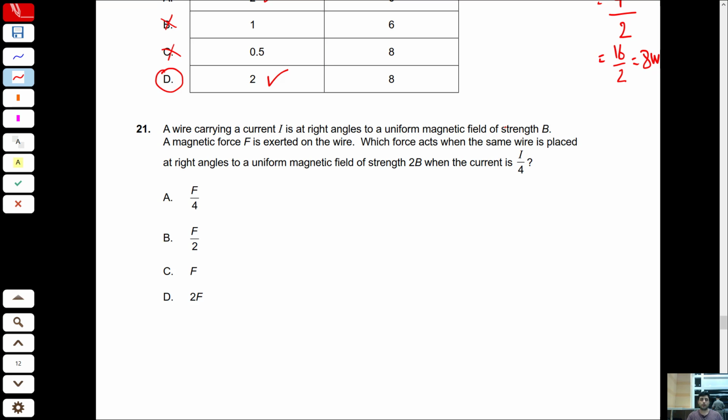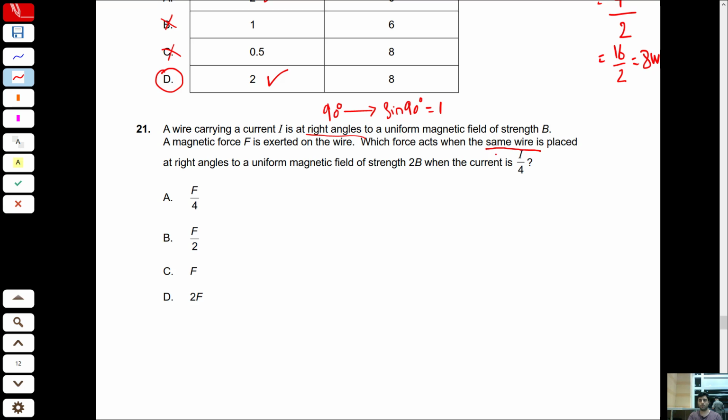A wire carrying a current I is at right angle, so we have 90 degree. Now the reason why he's telling us it is 90 degree is because we will be using sine of 90, and sine of 90 is just 1. To a uniform magnetic field of strength B, a magnetic force F is exerted on the wire. Which force acts when the same wire is placed at a right angle to a uniform magnetic field of strength 2B with a current of 1 volt?